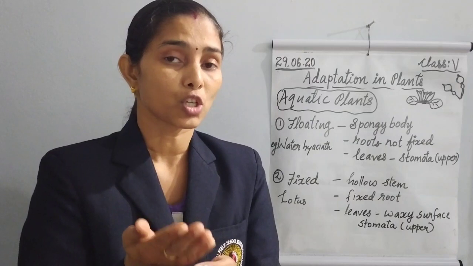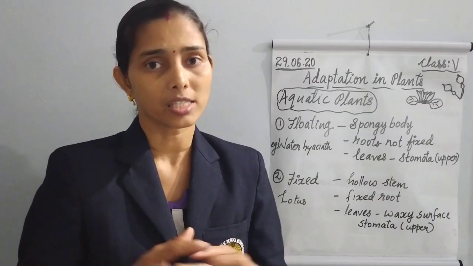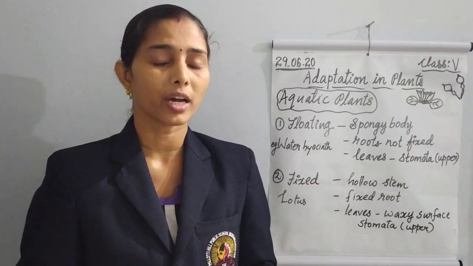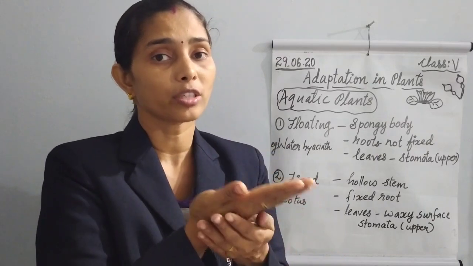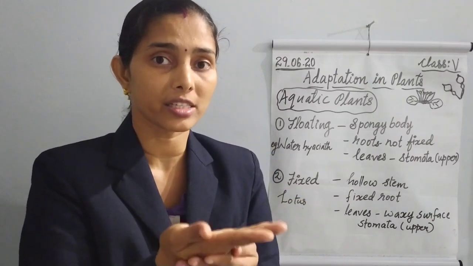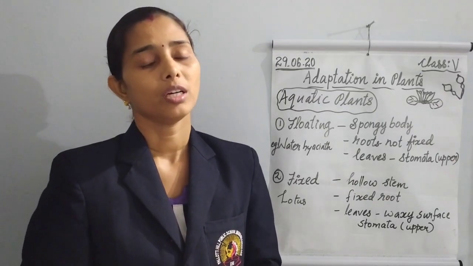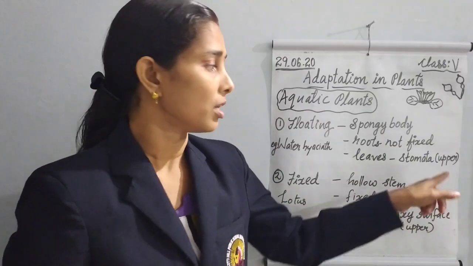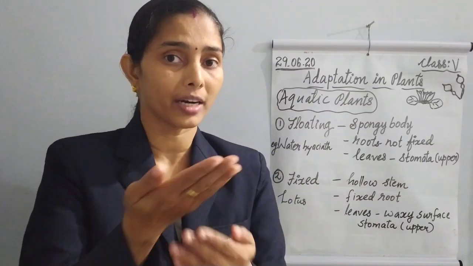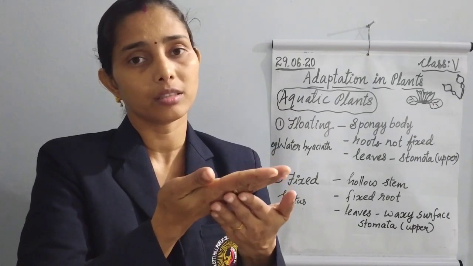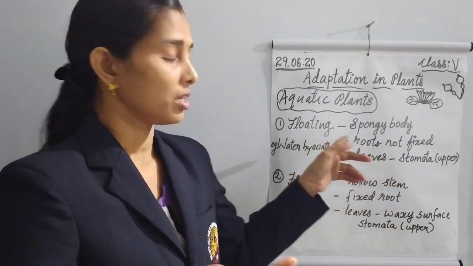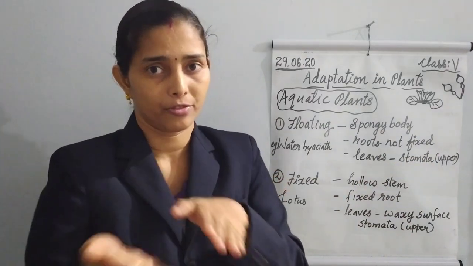What is the function of stomata? Gas exchange. How can they exchange gas when the leaf is on the water? On the surface of the water, can it exchange air? No. So there is another adaptation. Their stomata will be on the upper side of the leaf. Actually, all plants have the stomata on the bottom of the leaf. But in this case, this aquatic plant's stomata will be on the upper part of the leaf. Clear?